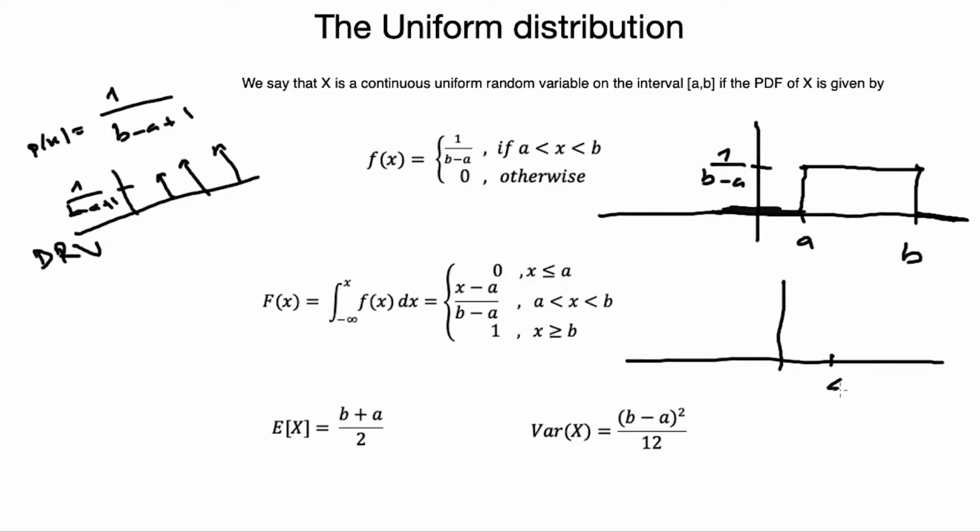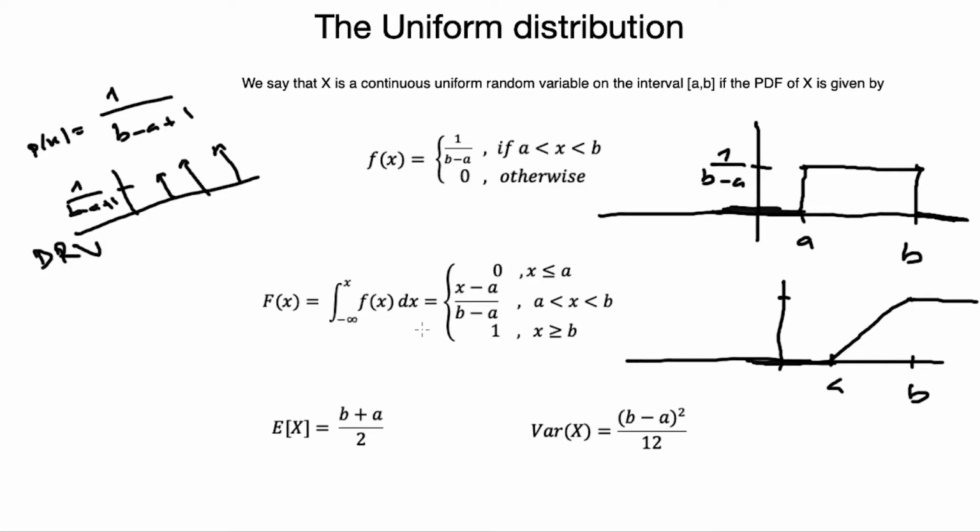So a and b can be any value: they can be negative, they can be 0, they don't have to be positive. For example, one of them can be negative and one positive, or both can be negative. So its graph is like that. It is 0 for x less than or equal to a, it is linear between a and b, and it is 1 after b. This is F(x), the CDF of the uniform random variable.